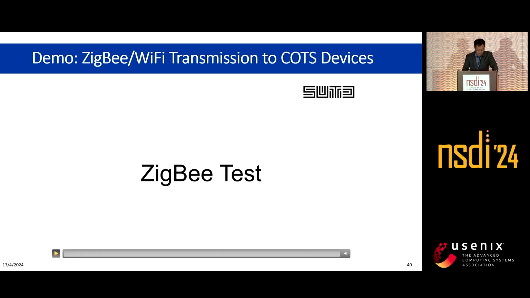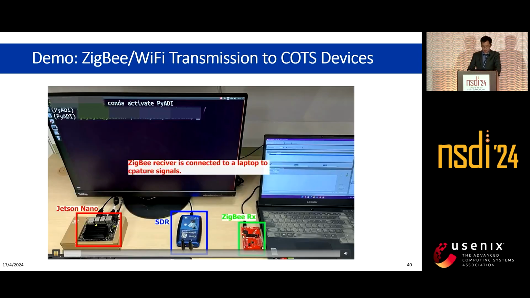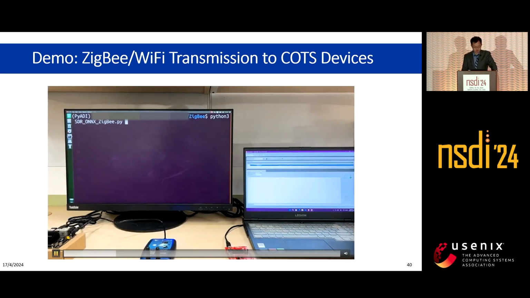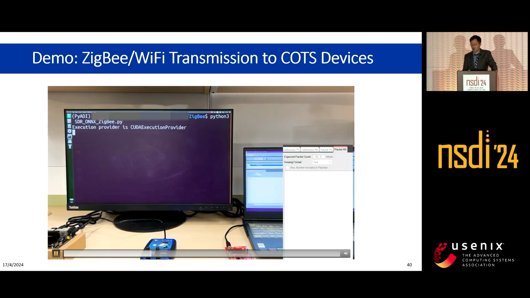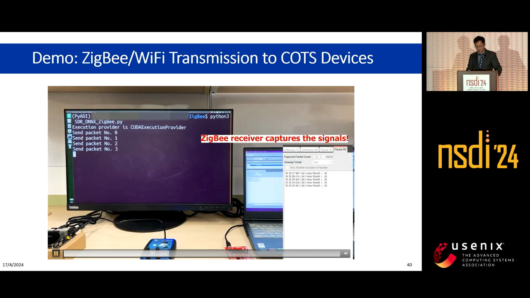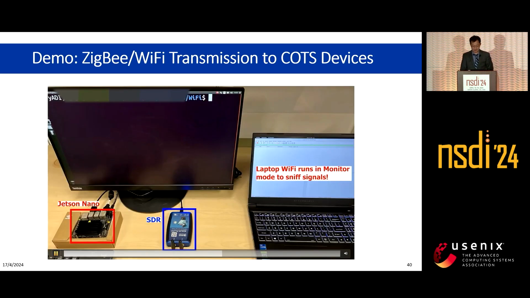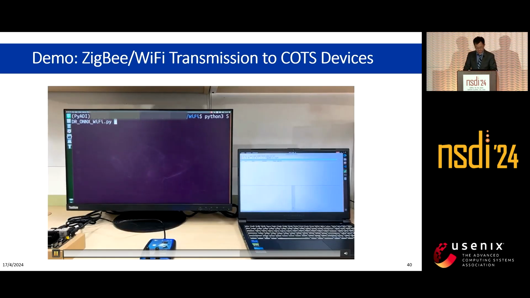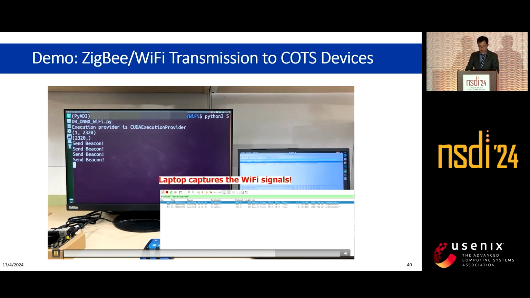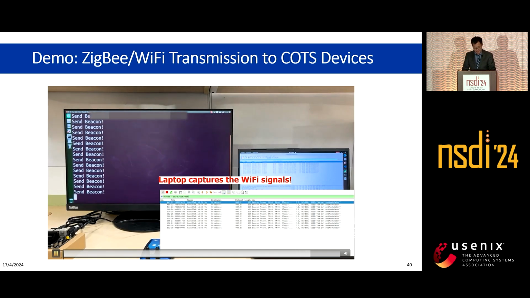And you can see, yeah, this is a test. We use the software to generate a ZigBee signal, and it can be received by an off-the-shelf ZigBee receiver. And we can do the same thing for Wi-Fi. The receiver side is Wireshark. It can capture the Wi-Fi signal.